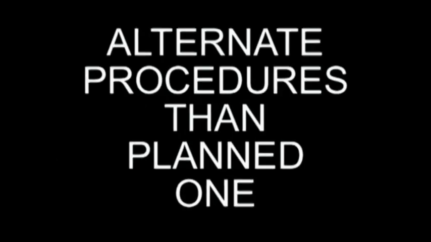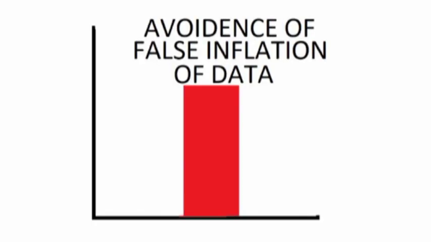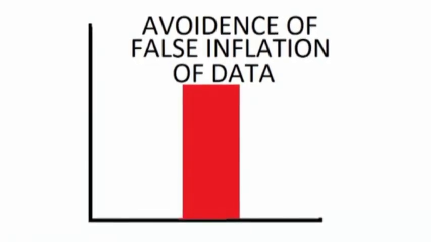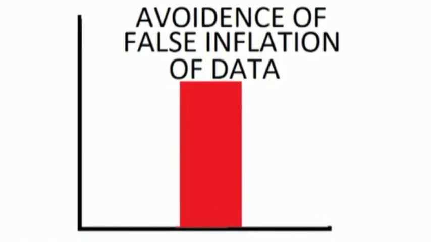The patient's BMI, indications of surgeries, mode of surgery that is open or laparoscopic, incision of previous surgeries, complications, alternate procedures other than the planned one, delayed discharge, intraoperative complications, and complications up to 2 weeks after surgery were all recorded, including a follow-up for incisional hernia. To avoid false inflation of data, cases of patients with multiple surgeries were counted only once when tabulating data for mode of surgery and type of incision.